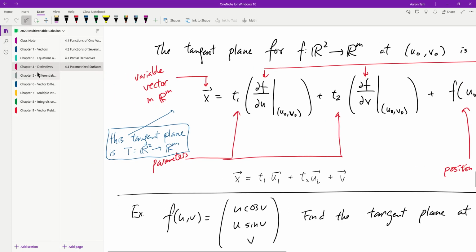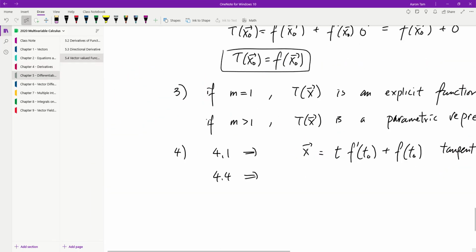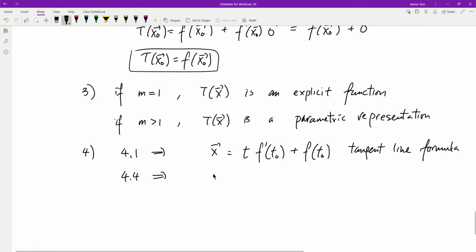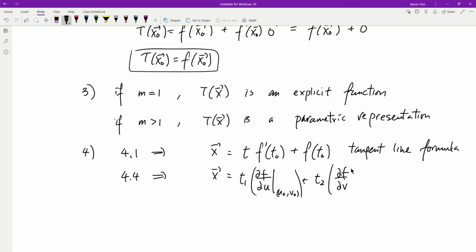All right, I'm going to just write that out. So I think I got it. Okay. So here's the tangent plane formula with vector x equal to t1 df over du at u sub 0 v sub 0, plus t2 multiplied by df over dv at u sub 0 v sub 0, plus f of u sub 0 v sub 0. And this is my tangent plane formula.